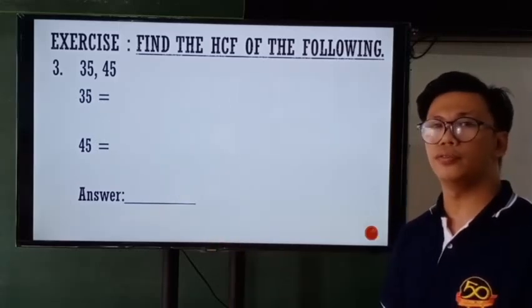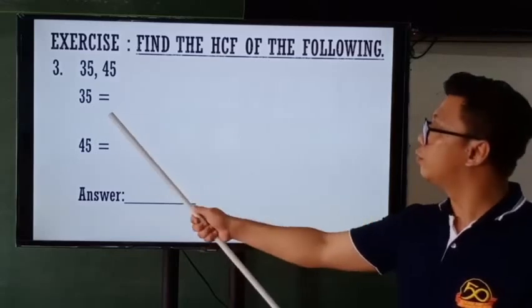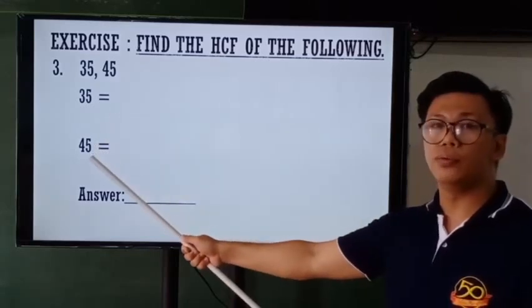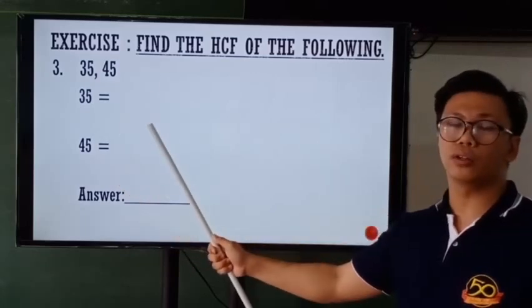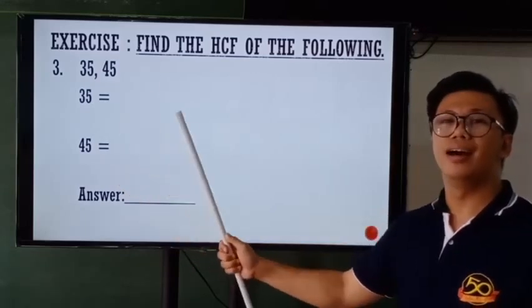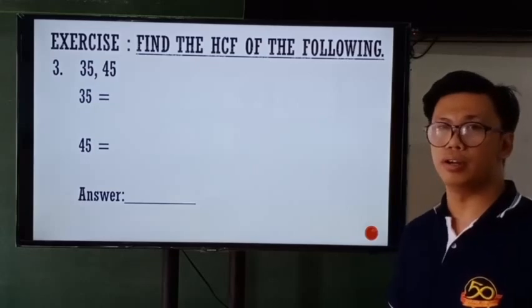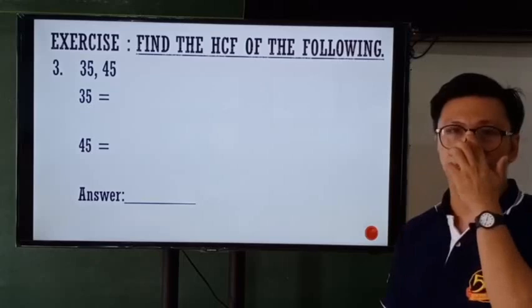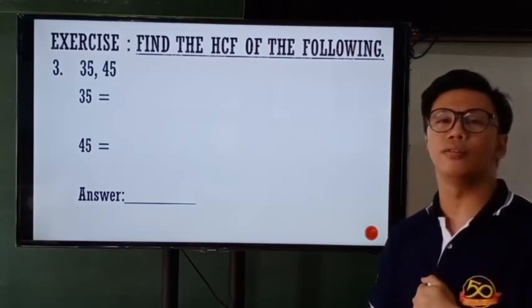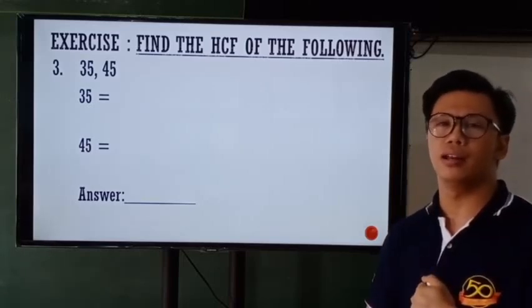So after finding the common factors of 35 and 45, we will find the highest common factor, or we call it the largest common number. Okay? So did you understand? Now, I'll give you 5 minutes to answer this. Your 5 minutes starts now.